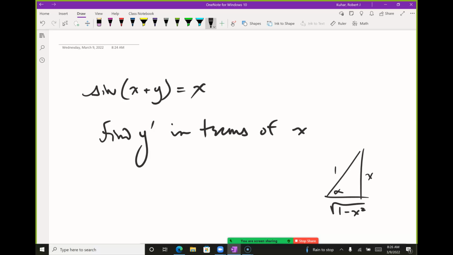I got 1, 2, 3, 4, 5, 6, 7, 8 cameras off. Yes, I want to see that. You want to see the Pythagorean theorem?